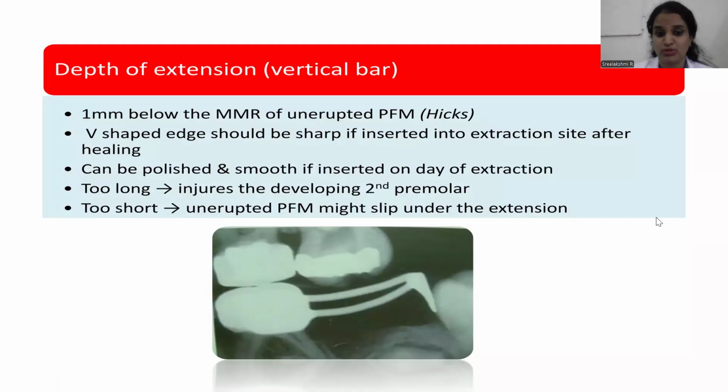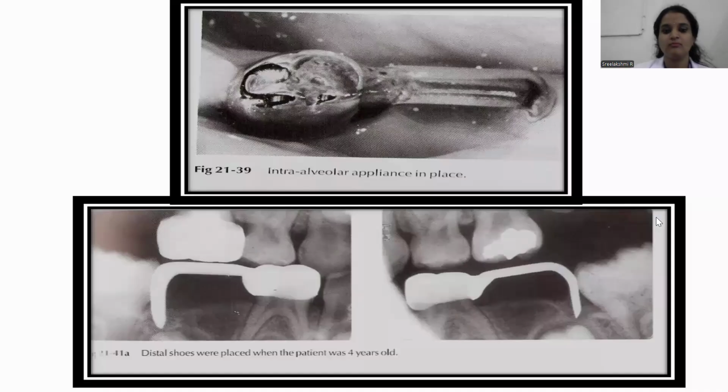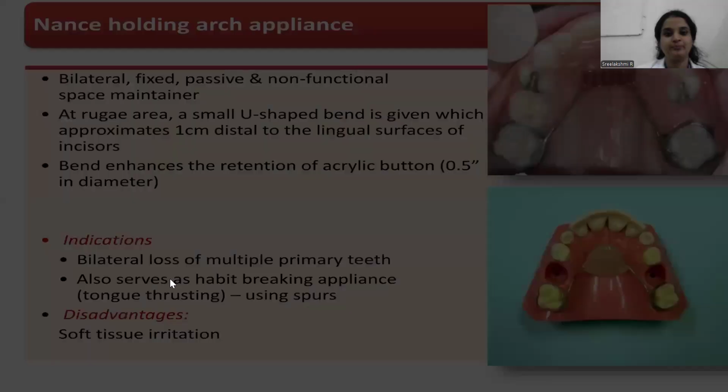Next, if it is too short, the permanent first molar might slip under the extension end. In such cases, the permanent first molar can slip and then erupt into a different site. So this is a picture of a distal shoe which was given to a 4-year-old kid.